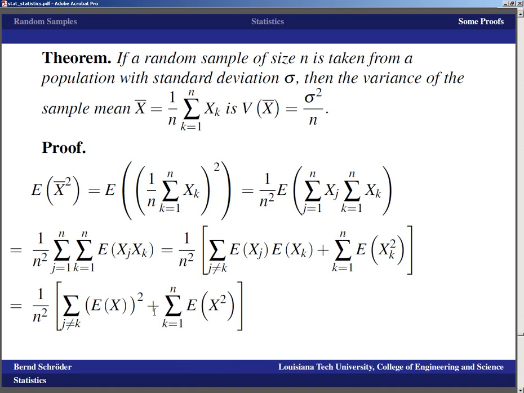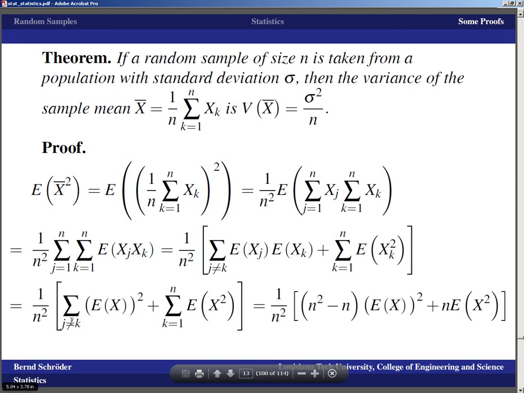All right, and now, because we're summing the same thing, these just become numbers, right? This is 1 over n squared, and we're summing j and k from 1 to n, so that's n squared, but we skip the diagonal, so that's n squared minus n summands, so we get n squared minus n times e of x quantity squared, plus, and here we sum k equals 1 to n, so we've got n summands, so we've got n times e of x squared.